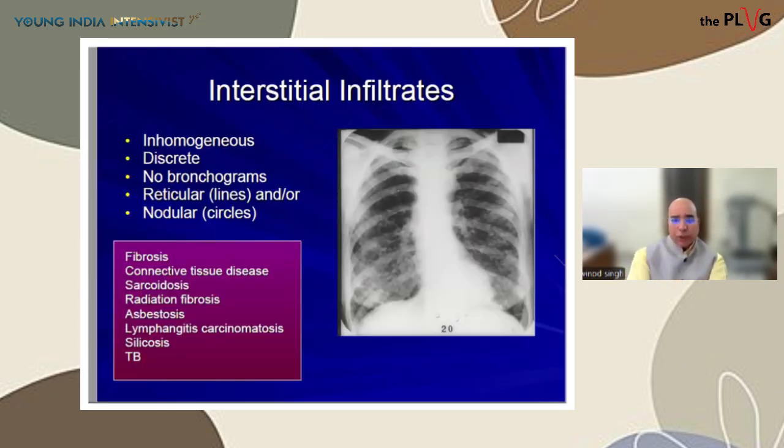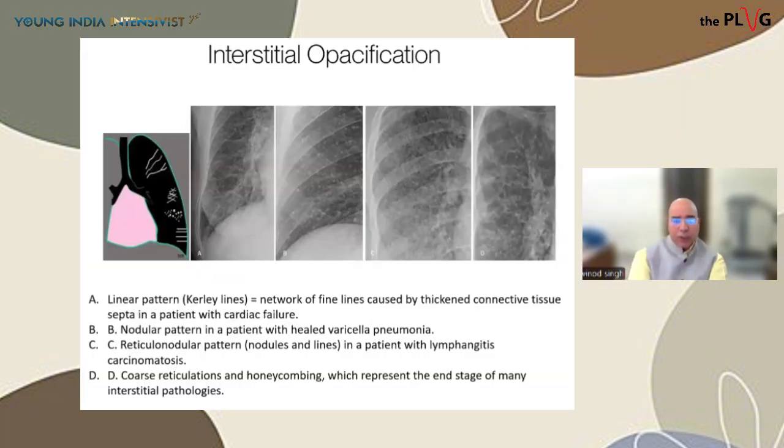Coming more to the interstitial infiltrates, these are inhomogeneous, diffuse, discrete. There is no air bronchogram; they are reticular or nodular. Differentials include fibrosis, sometimes connective tissue disorders, radiation fibrosis, asbestosis, lymphangitis carcinomatosis, miliary tuberculosis, silicosis, viral pneumonias, and so many things. What are the different patterns we can see in the ICU?